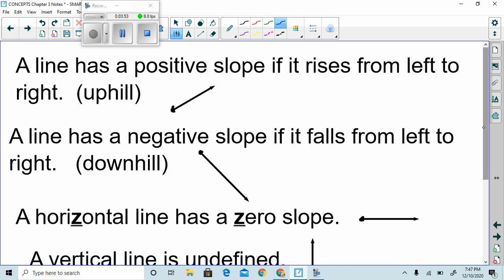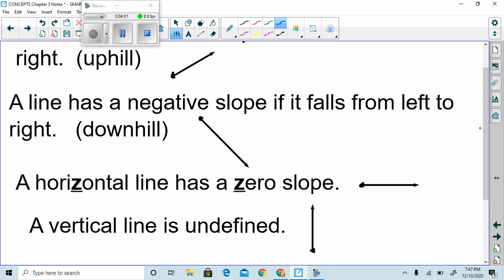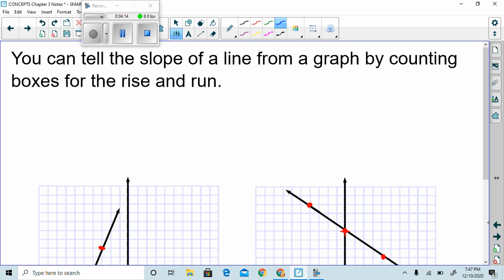We're going to read a slope from left to right. It can have a positive uphill slope, a negative downhill slope. If it's a horizontal line, it'll be a 0 slope. And notice that I'm underlining the z's here to remind us that horizontal is zero and a vertical line is undefined. Let's just try a problem or two.